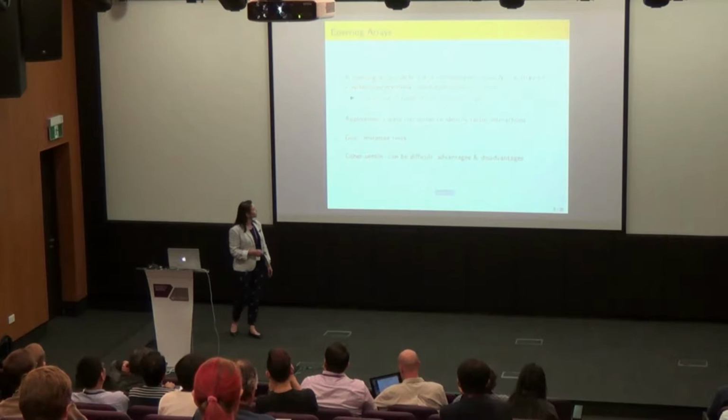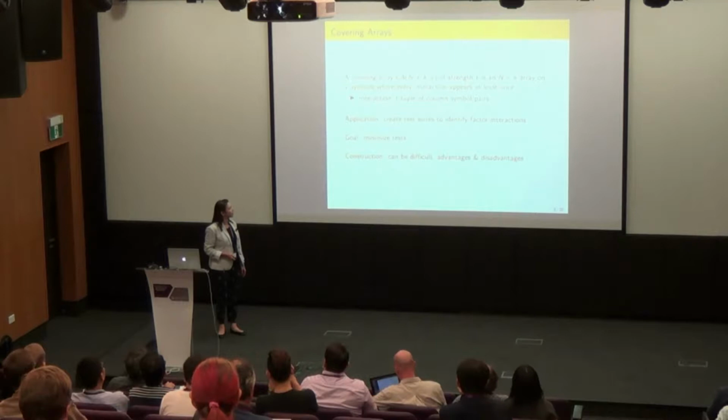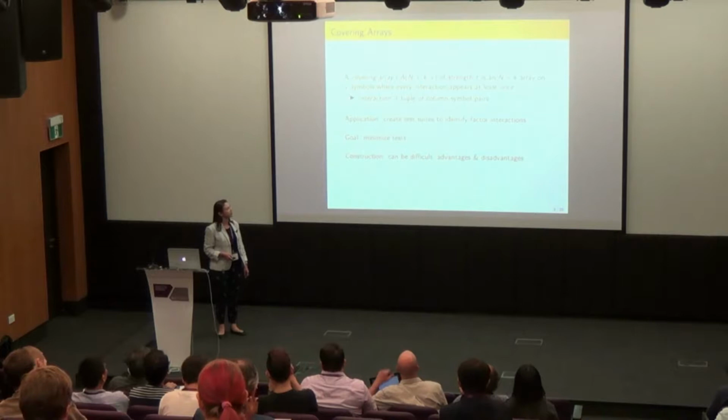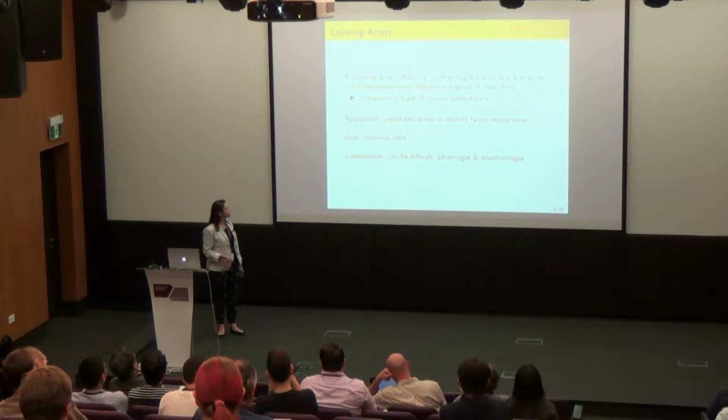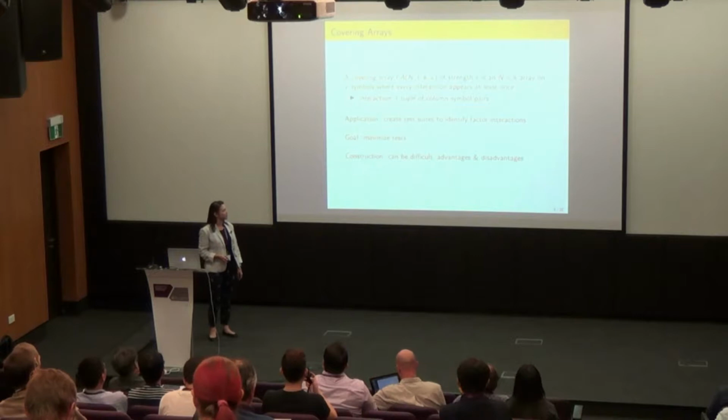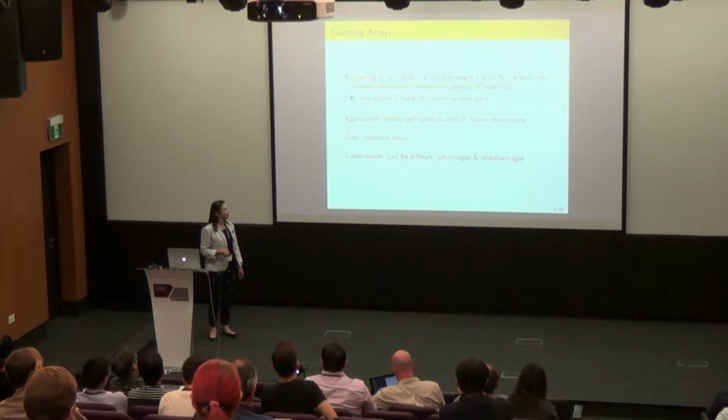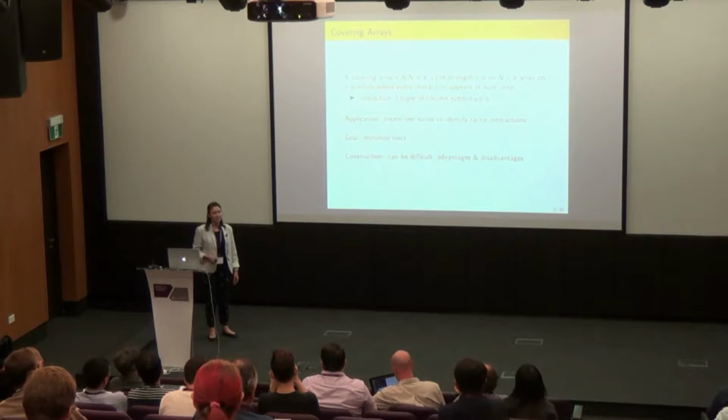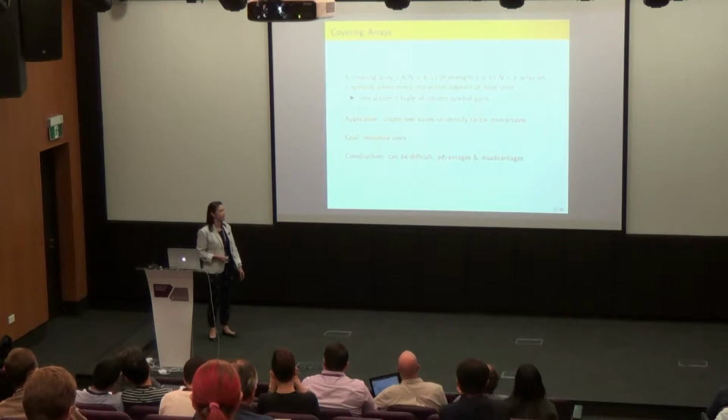So, as a very quick reminder from the last talk, a covering array of strength T is an n by k array on V symbols where every interaction appears at least once, and an interaction is a T-tuple of column-symbol pairs. There are many applications of covering arrays. One of the most common is to develop test suites to identify factor interactions. And in these cases, again, the columns are the factors, the rows are the tests. Every test incurs some cost, and so we would like to minimize the number of tests that we have to run, so we want to minimize the number of rows.